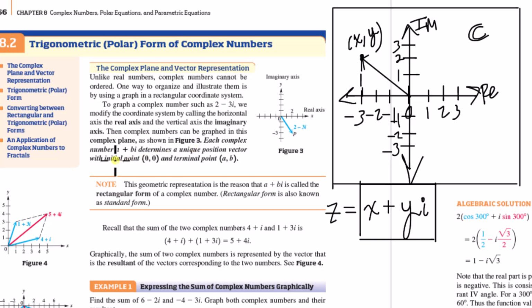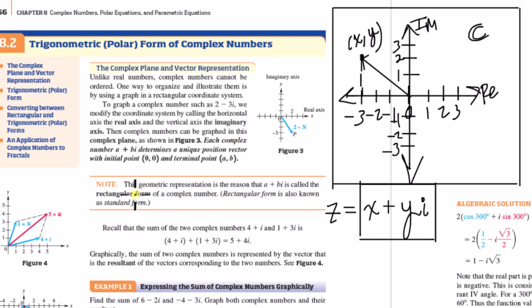Okay. And then each complex number determines a unique position vector with initial point (0, 0) and terminal point (a, b). So a position vector is a vector that has its tail at the origin and it maps out a point. It gives the position of a point in a plane relative to the origin. That's a position vector.